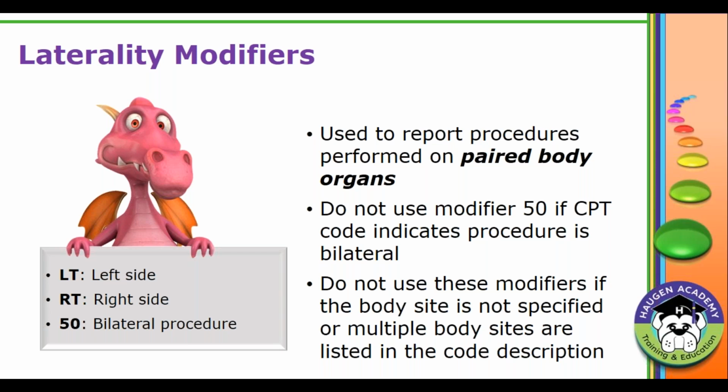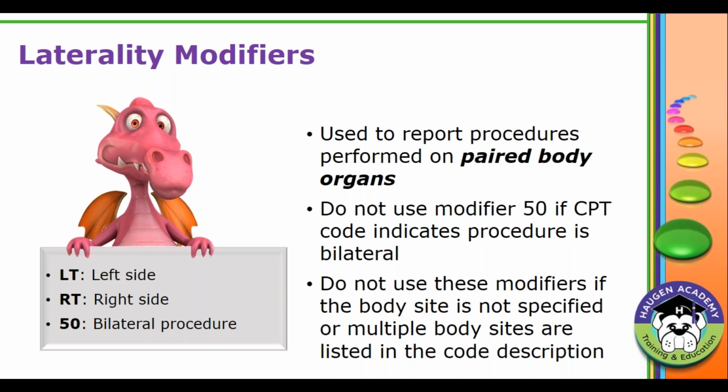Moving on to laterality modifiers, which seem really simple and straightforward. We've got an LT, RT, and 50. It's either left side, right side, or bilateral. The problem is that I've seen these misused a lot. Remember that modifiers are used to give you more information about what's going on with the patient. And the Medicare Claims Processing Manual gives us a little bit of information on how to report these modifiers. First of all, they are used to report procedures performed on paired body organs. You've got 2 ears, 2 eyes, 2 legs, 2 arms, 2 kidneys.